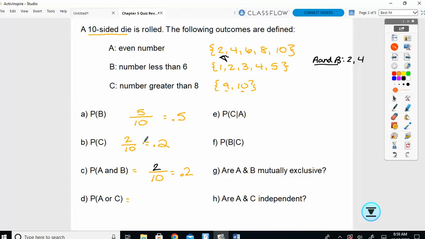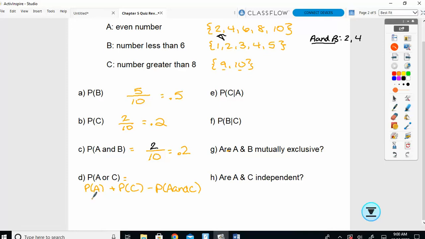If I look at A and C, do they have anything in common? They both have a 10. So they are not mutually exclusive, because if I drew them out, there's an overlap. They have something in common. So I need to go to my general addition rule. It tells me the probability of A or C is probability of A plus probability of C minus probability of A and C.